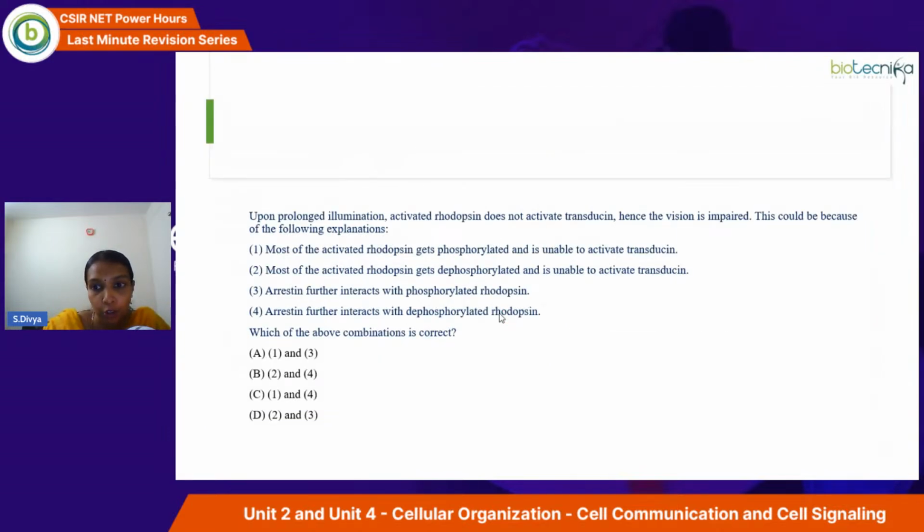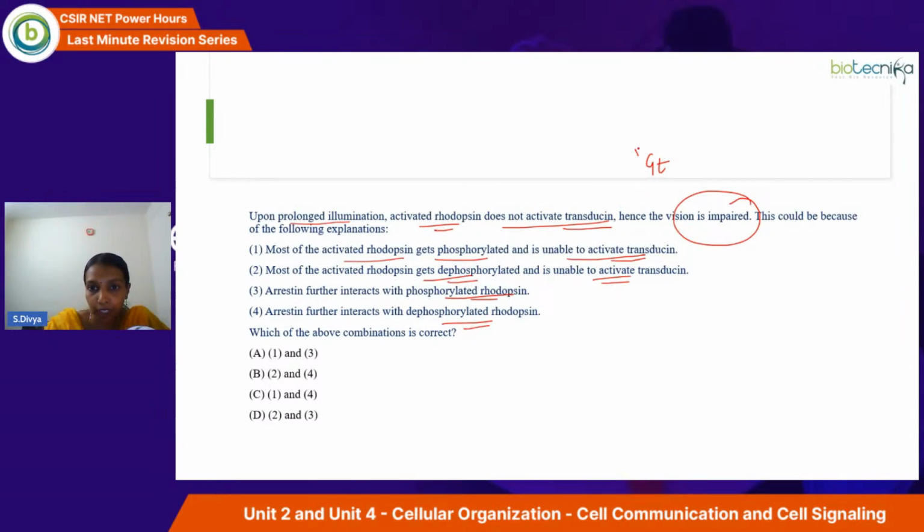Now this is with respect to the GPCR GT pathway. Here are some explanations. Upon prolonged illumination, activated rhodopsin does not activate transducin, and hence the vision is impaired. So these were the explanations. Most of the activated rhodopsin gets phosphorylated and is unable to activate transducin, or gets dephosphorylated and is unable to activate transducin. So either of these has to be correct. Arrestin further interacts with phosphorylated rhodopsin, or it interacts with dephosphorylated. Find out the correct combination over here.